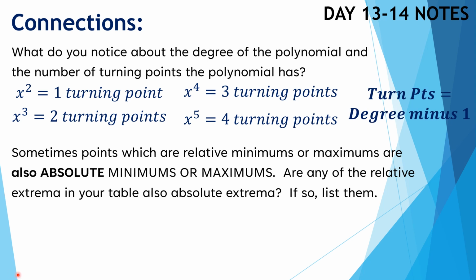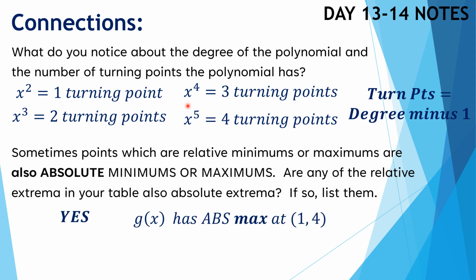All right, sometimes the points which are relative maximum and minimum, so just regular turning points, also become the absolute minimums and maximums. Are there any relative extrema that are also absolute extrema? And we do have those. Again, the absolute extrema occur in the x squared and in the x to the fourth example. So anytime there's an even degree, you'll have maximums that are absolute and minimums that would be absolute. So yes, we do have some.